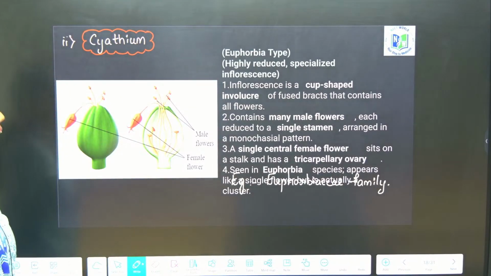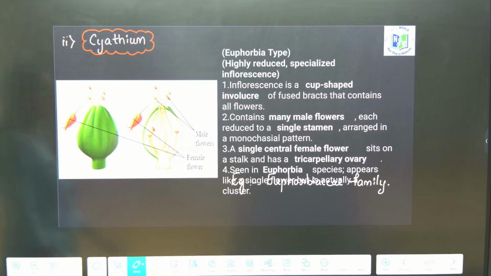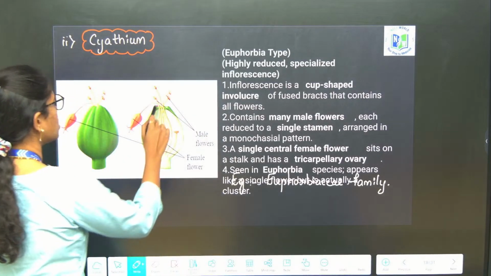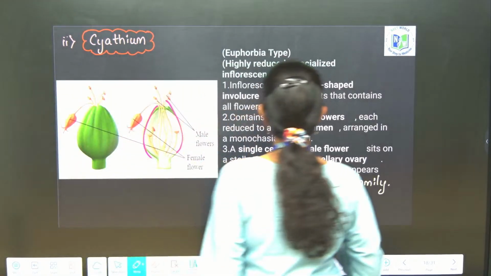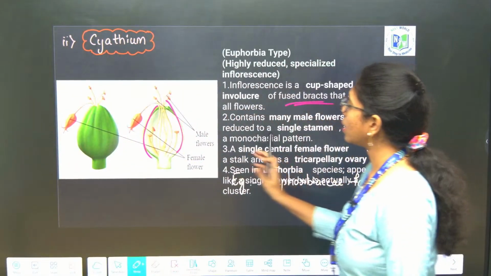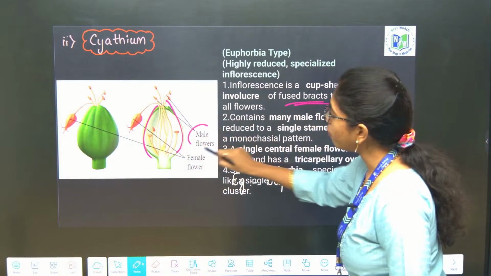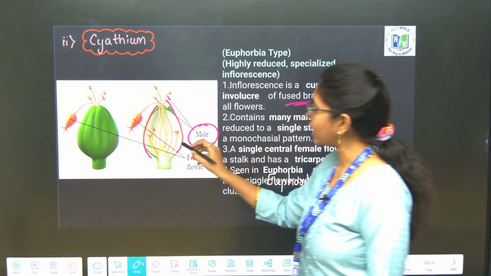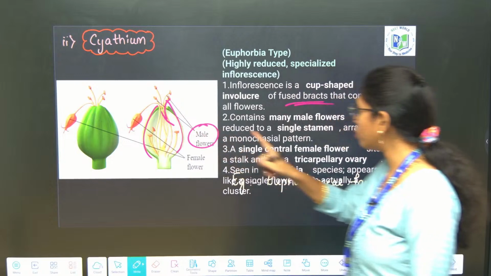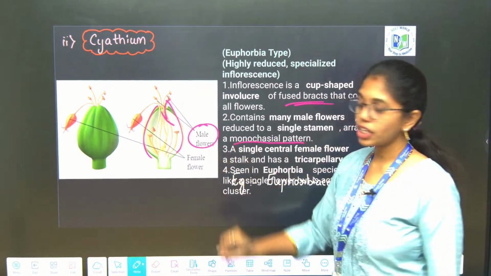Like how verticillaster is observed in Lamiaceae family, cyathium is observed in Euphorbiaceae, which is a highly reduced and specialized type of inflorescence. Here the inflorescence is cup shaped like this, with an involucre of fused bracts. It has fused bracts and flowers. This contains many male flowers, each reduced to a single stamen. These are arranged in a monochasial pattern.